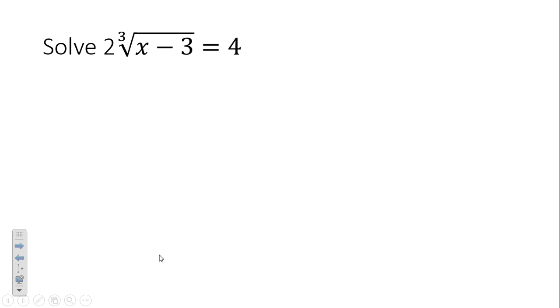So if you see 2 times the cube root of the quantity x minus 3 equals 4, what's the first thing we have to do to get our x isolated, to get it by itself? We're going to unwrap this. What are we going to do?